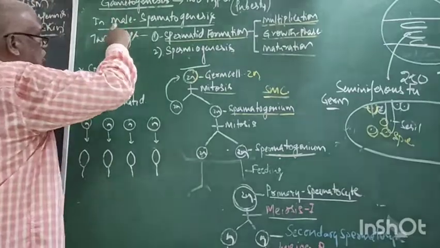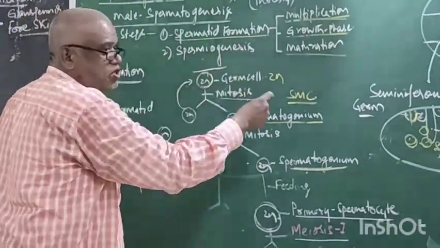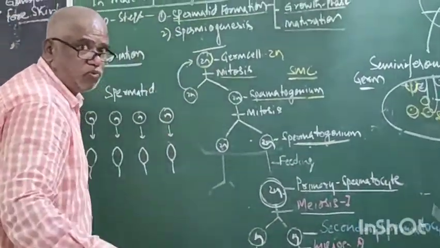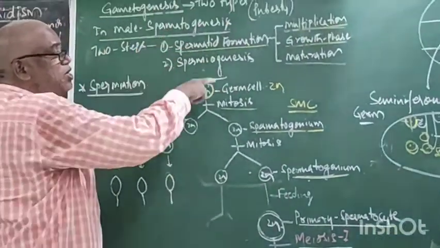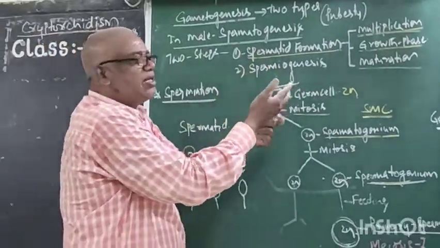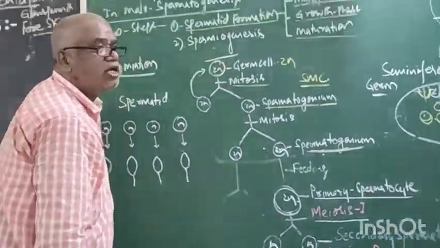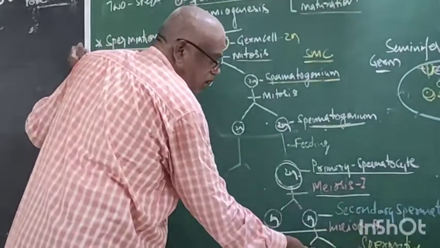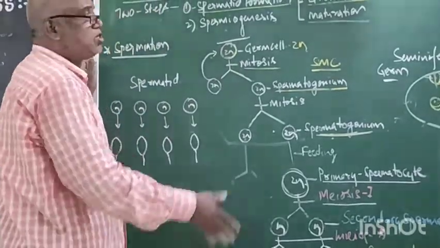Come to the first step. In male, spermatogenesis occurs in 2 steps. What is this? Spermatid formation. Name these 4 cells: spermatid. The process of formation of haploid spermatid from diploid germ cell is called spermatid formation. Name it easy: spermatid formation. Now, what are these 4 cells called? Spermatid. What is the ploidy? Haploid.